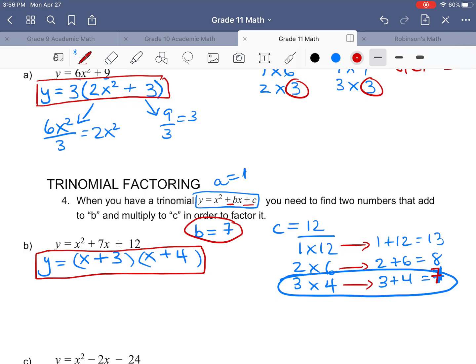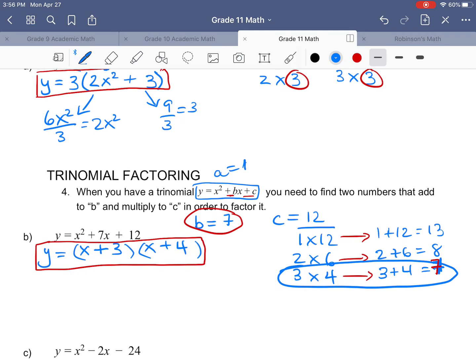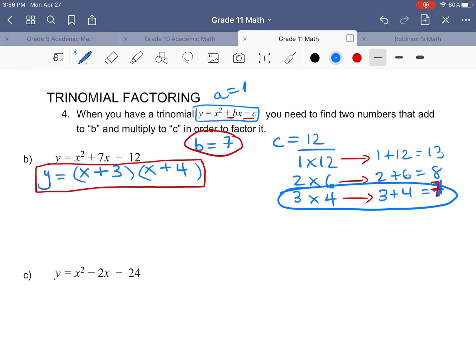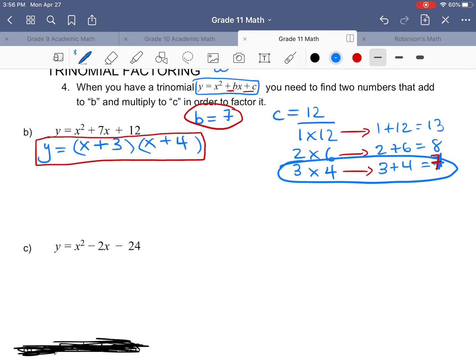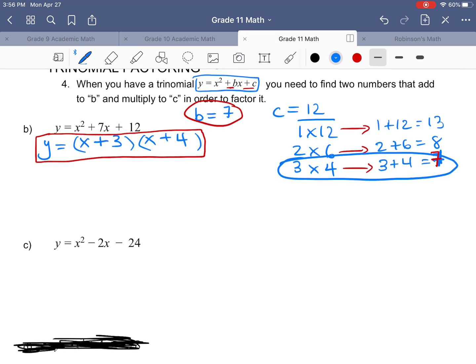So some of you will not need to do all the steps that I've done at right with the whole list and everything, because some of you will just do it all in your head, and that is fine as well. What's important is that final factored answer there that I have in the red rectangle. So let's keep going with a few other examples.